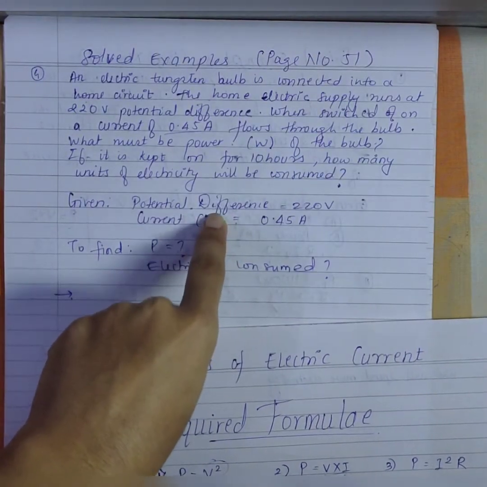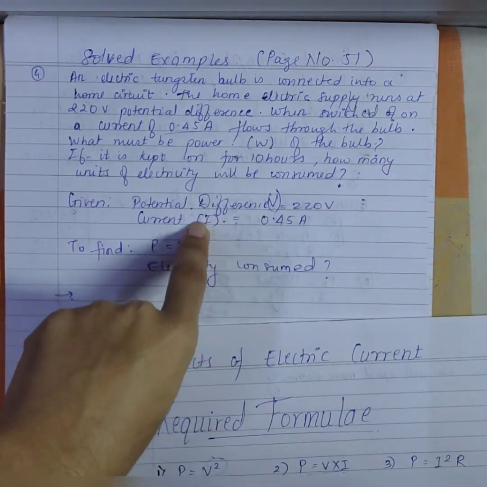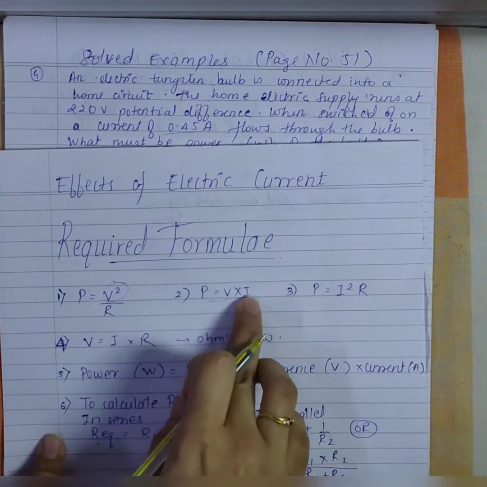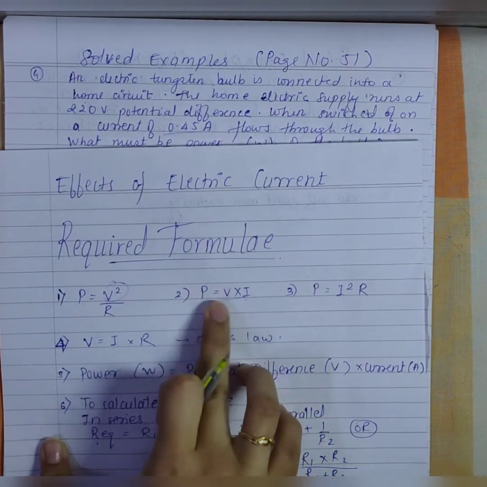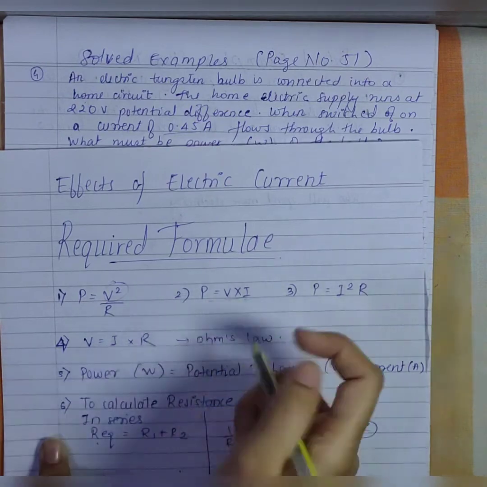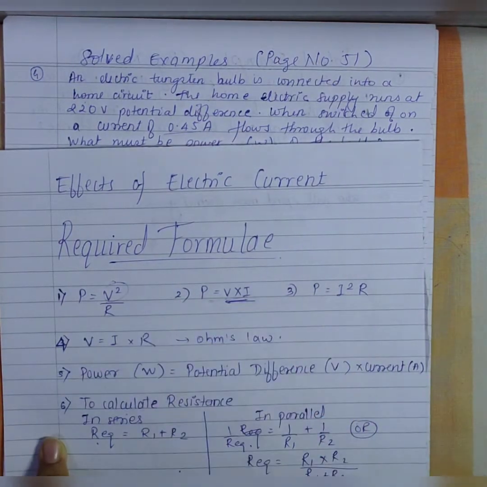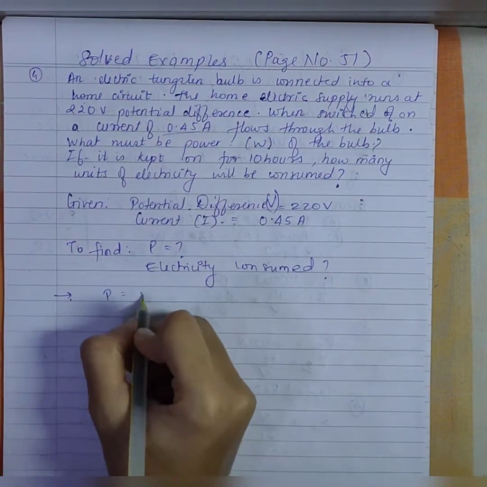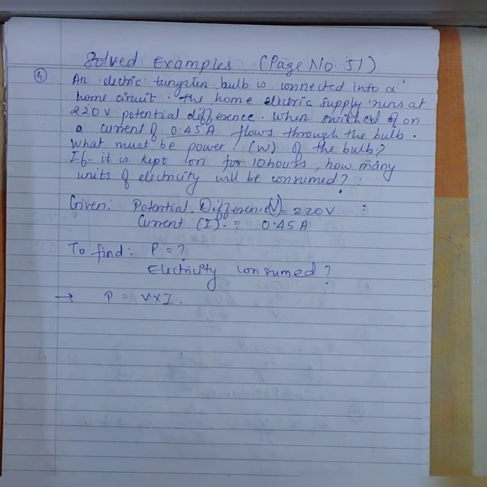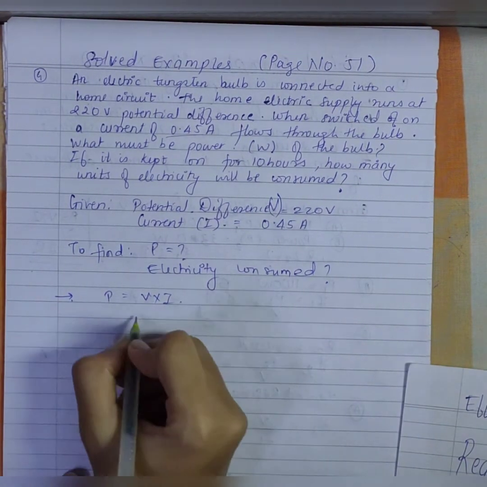I have V with me. This is nothing but V. I have I with me. V and I. So my P will be what? P will be V into I. Because I have these two with me, I am deciding to use this formula. Now let's start. So P is equal to V into I. Okay, so let's start solving.